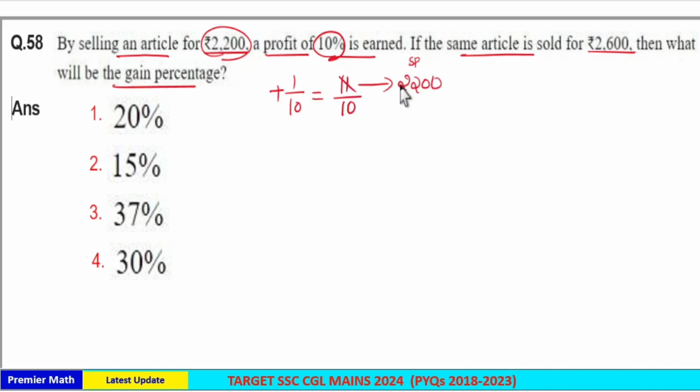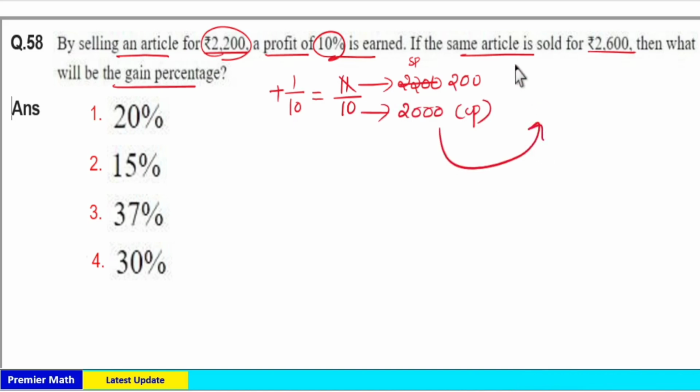Now 11 goes 2 times in 22, so 1 part is 200. Then 10 parts is the cost price, which is 10 into 200, 2000 rupees. So this is the cost price, and if you are selling the same article at 2600 rupees, which is the selling price, then profit here is equal to 600 rupees out of this 2000 cost price.